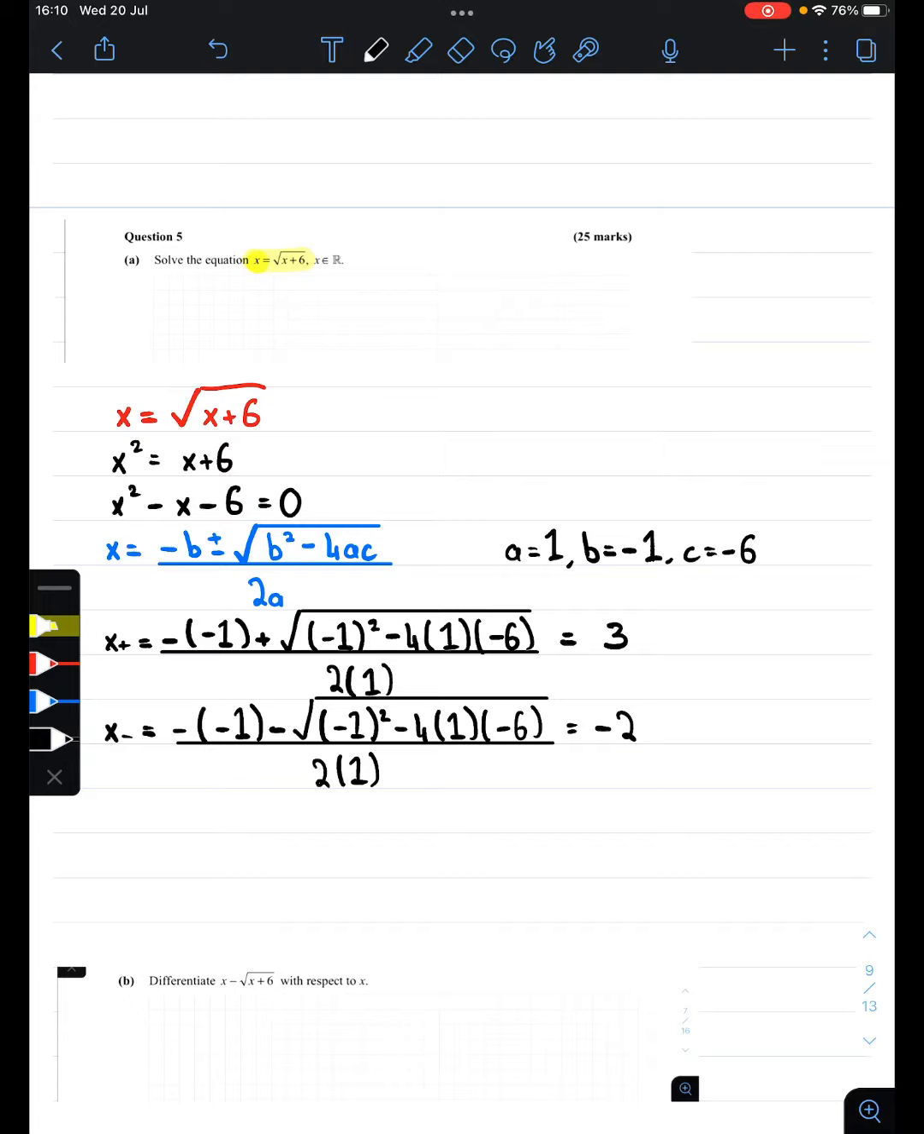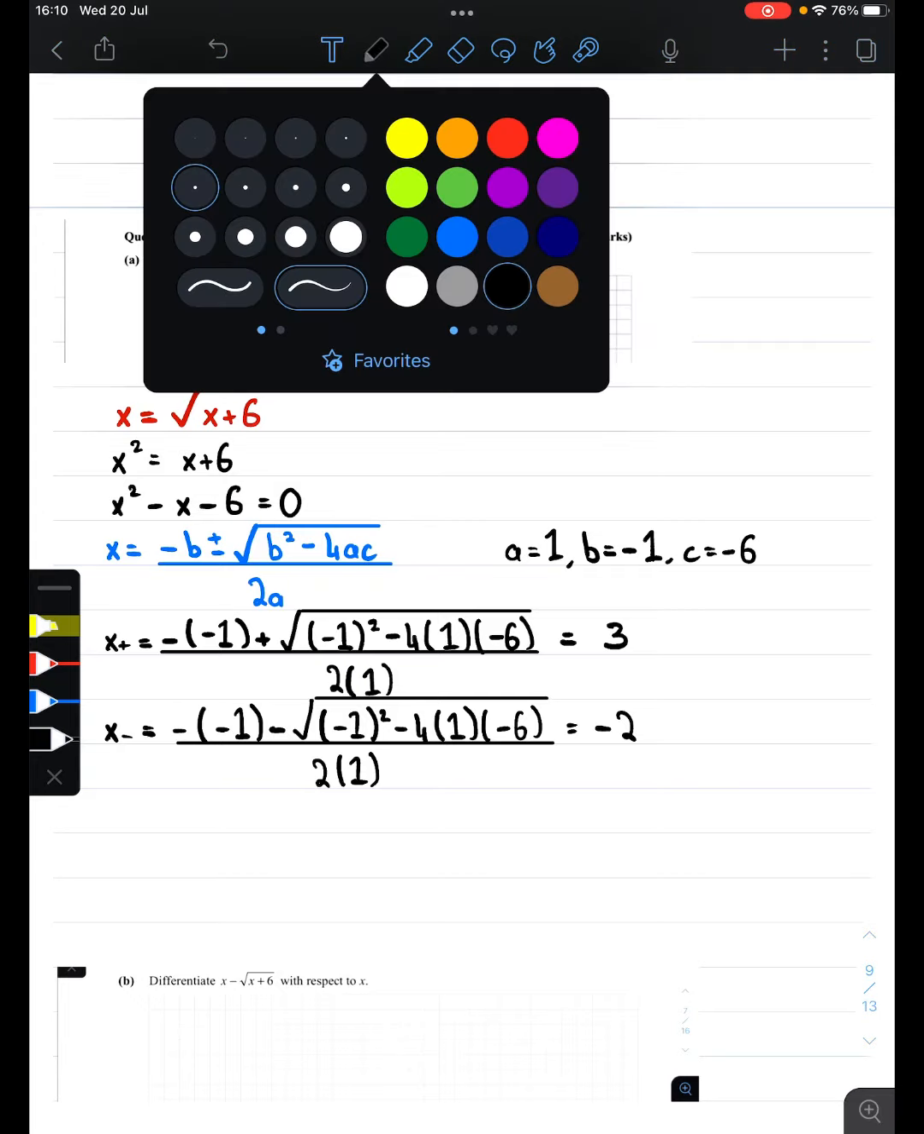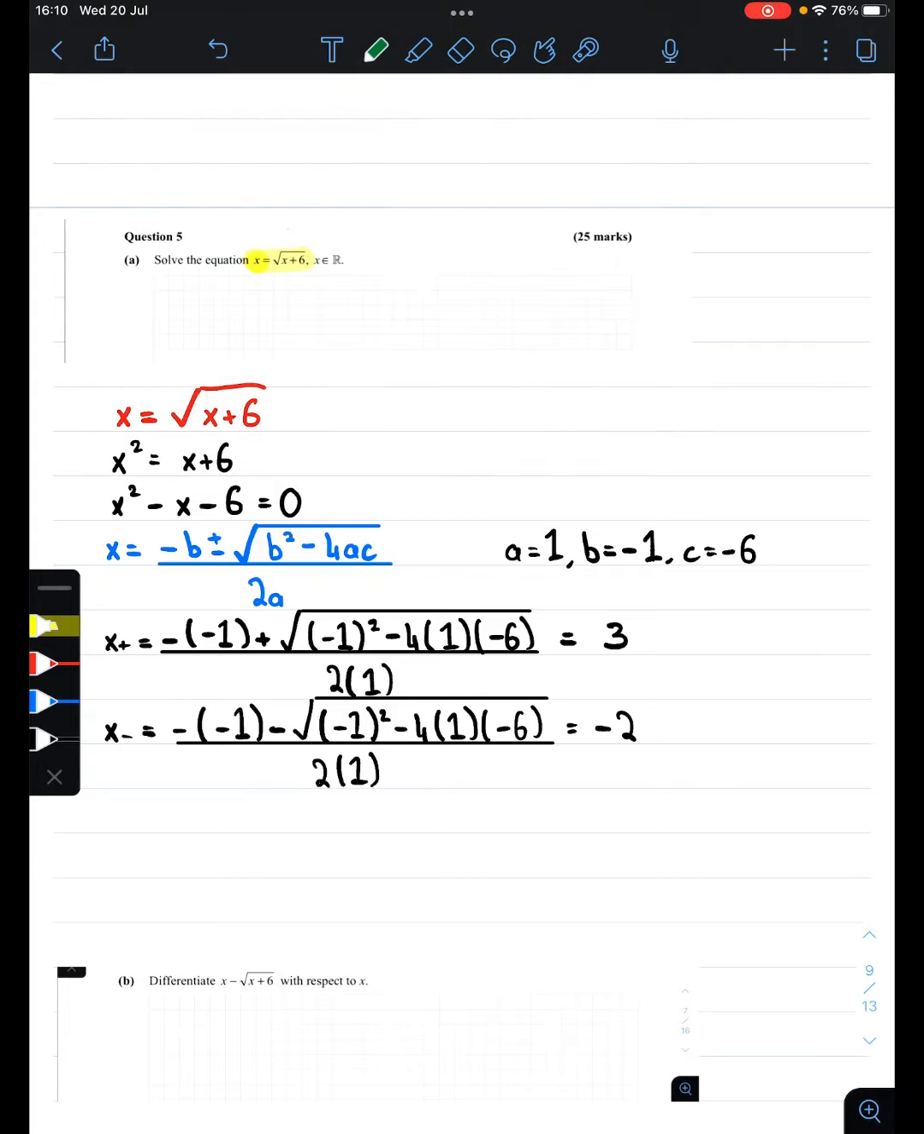Alright, so let's try these into our equation. Does 3 equal the square root of 3 plus 6? Just to confirm, does 3 equal the square root of 3 plus 6? Yes, it does. Alright, so that makes sense, just because we don't want to end up with a minus inside the square root.